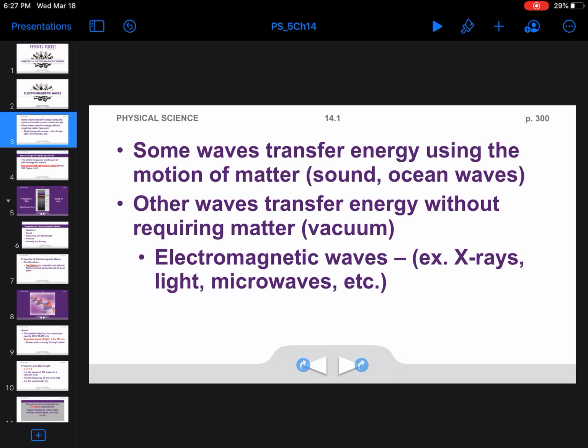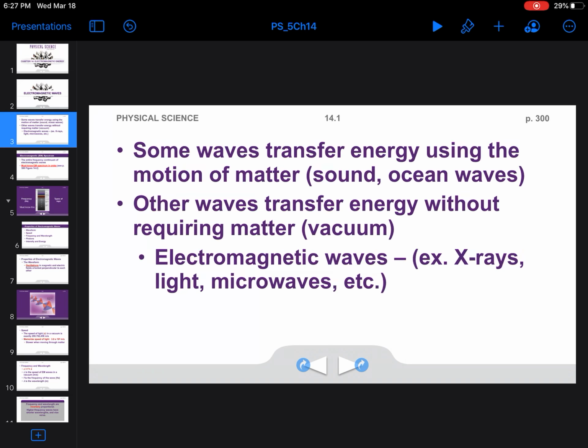Sound waves transfer energy through the air particles in the air, and here you also see that ocean waves will transfer their energy through the matter found in the water molecules and the different things found in ocean waves. So other waves transfer energy without requiring matter. Here you see an example in the parentheses, a vacuum.